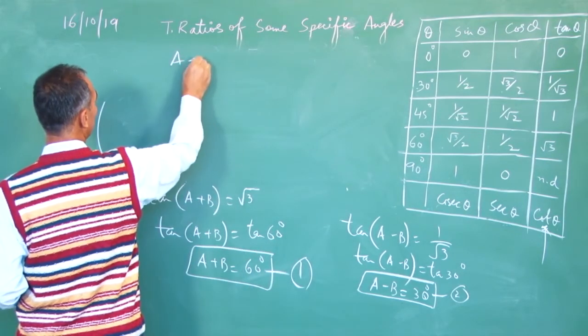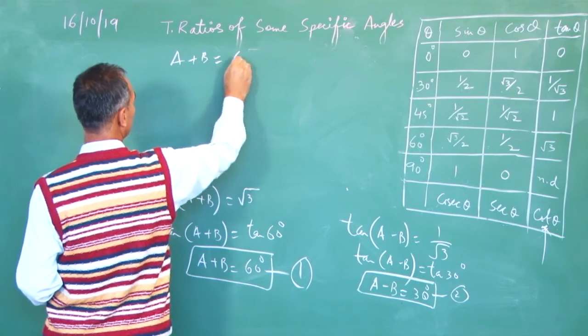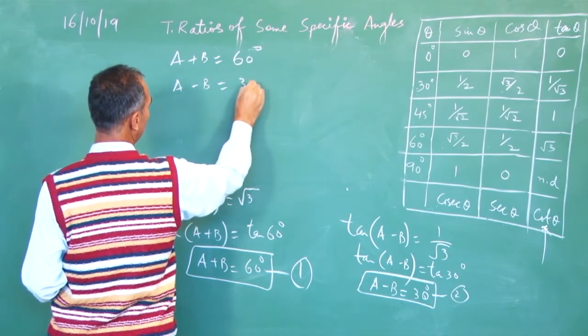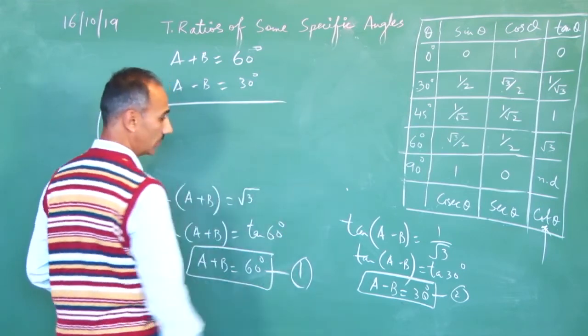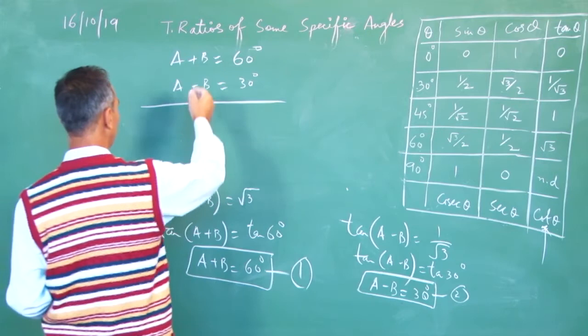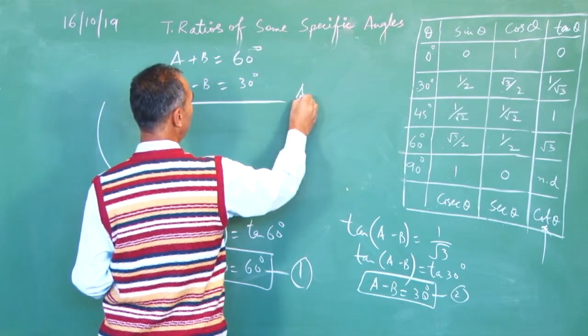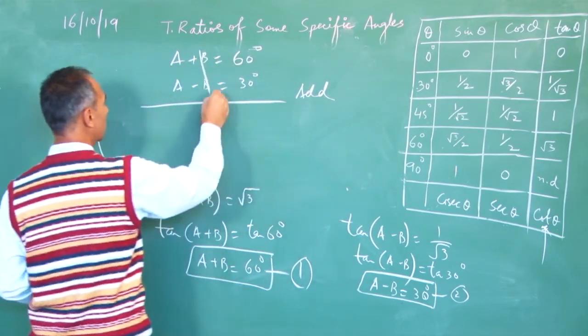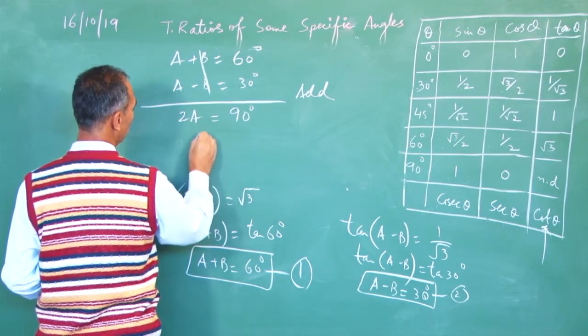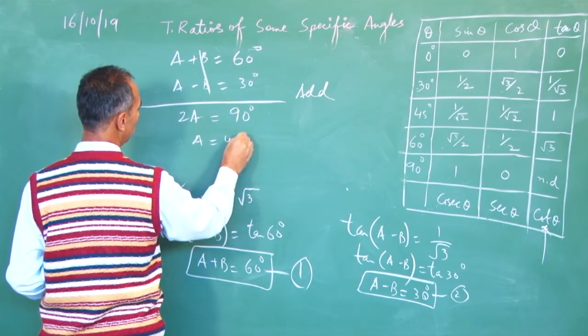My A plus B is 60. And my A minus B is 30. You could use any of the methods. Let's use elimination method because coefficients of B are same. When I add, B cancels, I get 2A equal to 60 plus 30, that's 90. So A will be 90 by 2, that's 45.